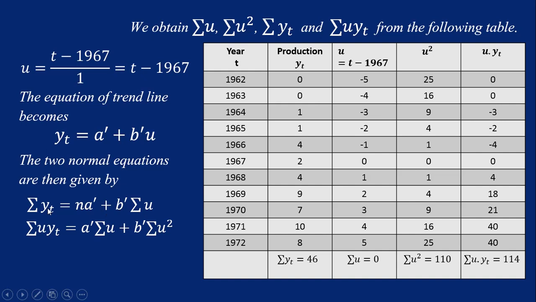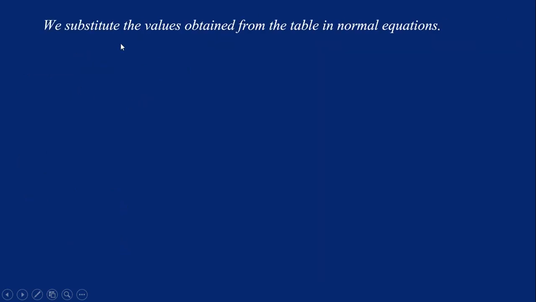So we substitute these values from this table in these two equations. Now there are only two unknowns, a dash and b dash. We solve these two equations and find the values of a dash and b dash. Okay, so we substitute the values obtained from the table in the normal equations. In the first equation, we substitute the value of summation yt from the table, n is equal to 11, and summation u equal to 0.